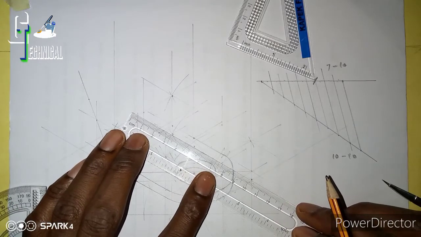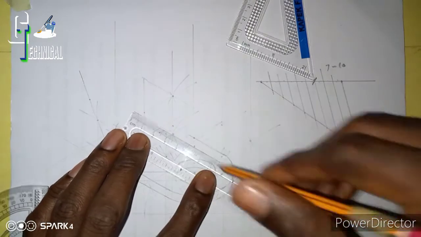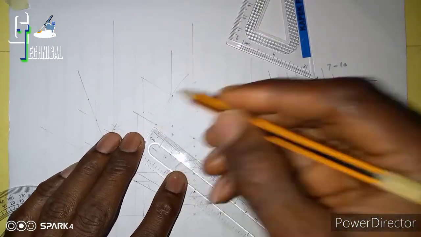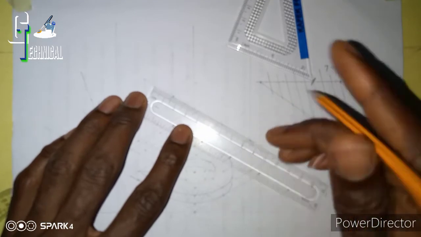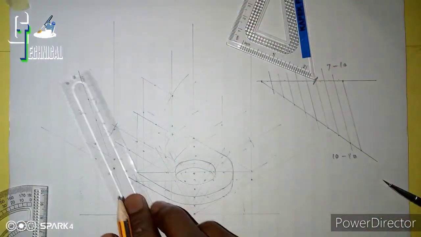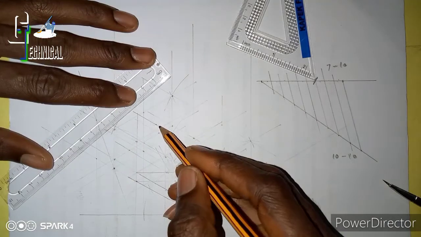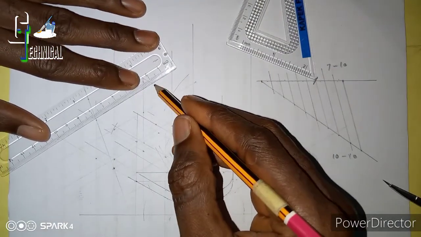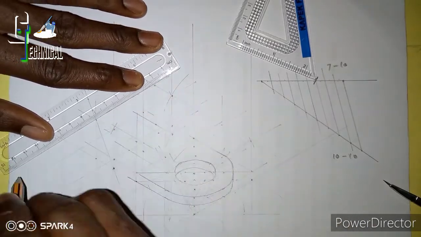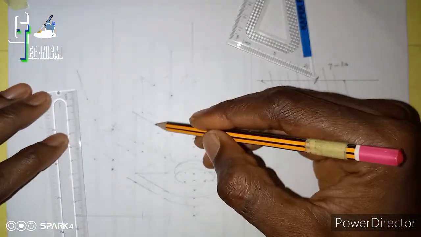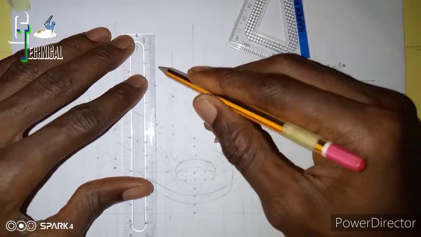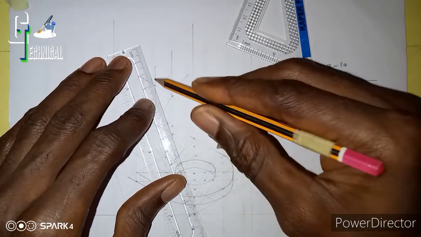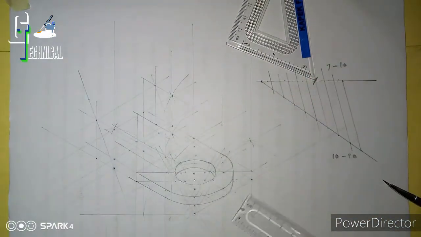Let me extend this line. We extend this line. So now we take 15 here and take 15 up also here. Now we join. Also join this other point. Okay, now we join this down. So here, this is our angle also.